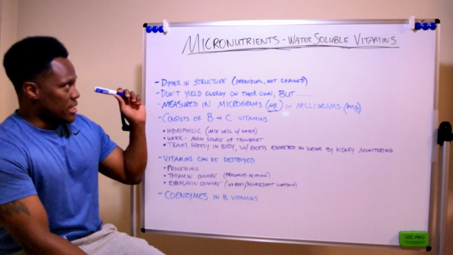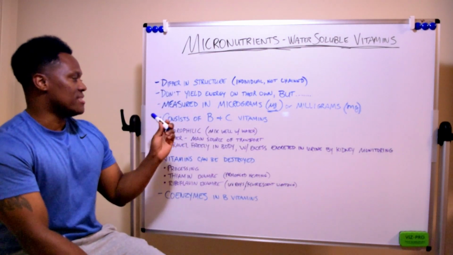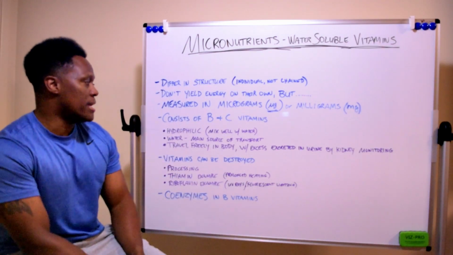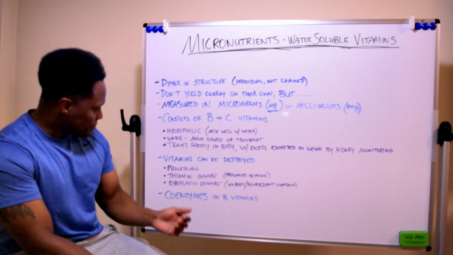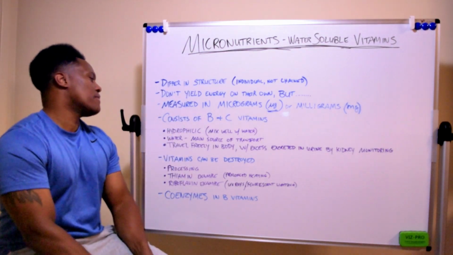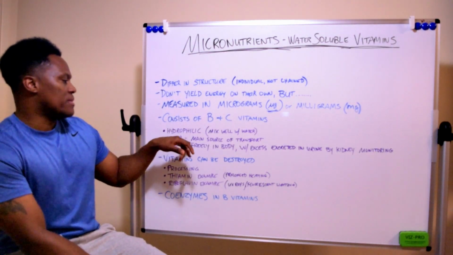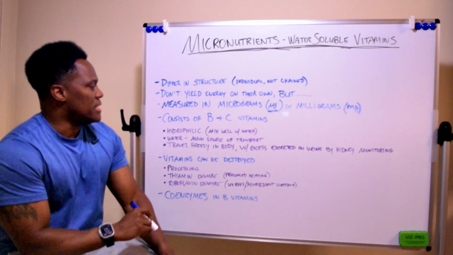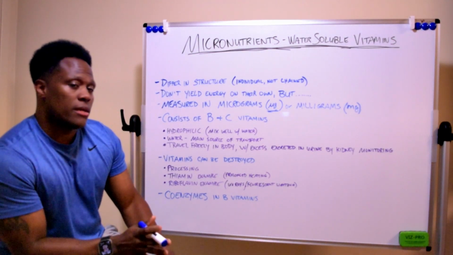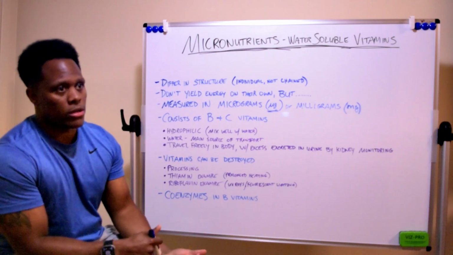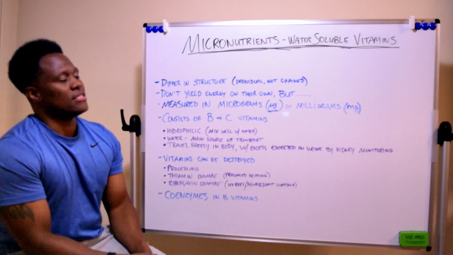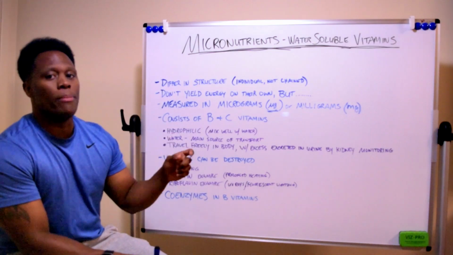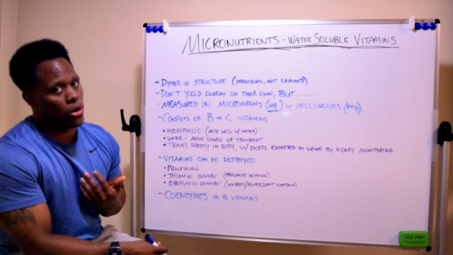Now, the water-soluble vitamins consist of your B and your C vitamins. Like I said, in a minute we'll go over all of those vitamins, but these are some of the characteristics of said B and C vitamins. Your B and C vitamins are hydrophilic, meaning they mix well with water. Whereas the fat-soluble vitamins, which I'm going to get to in the second part of the video, are hydrophobic. So they don't mix well with water.